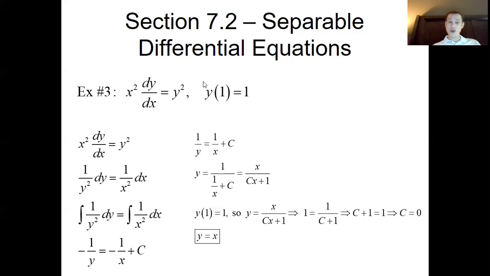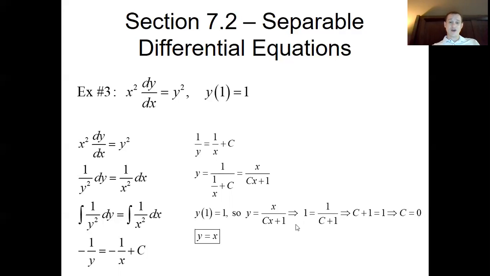But they gave you an initial condition. When x is 1, y should be 1. So I can use that information and plug things in to figure out what the constant should be. And let's see what it is. So let's see, if y is given by this equation, I should get out 1 when I plug in 1. So 1 equals 1 over constant times 1 is constant plus 1. So if you multiply both sides by c plus 1, then c plus 1 must equal 1, and therefore the constant must be 0. Oh, that worked out nice.